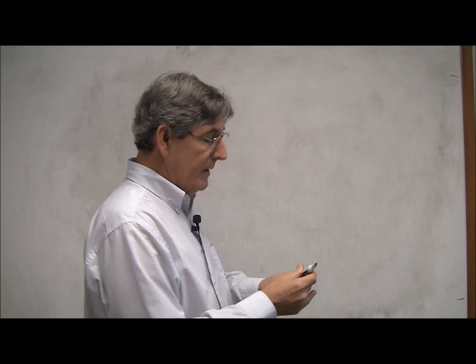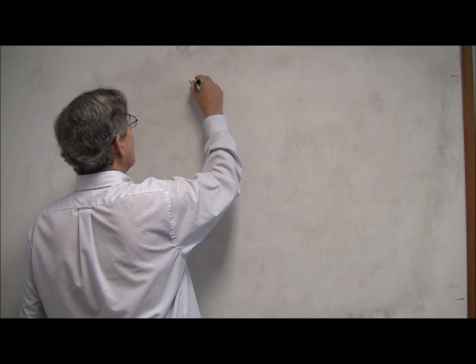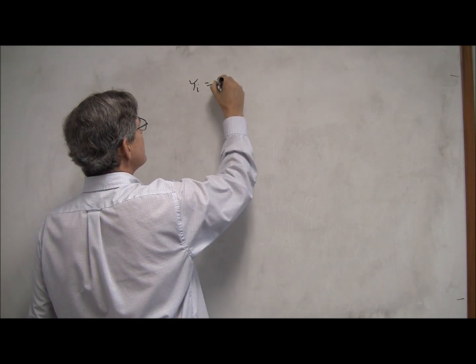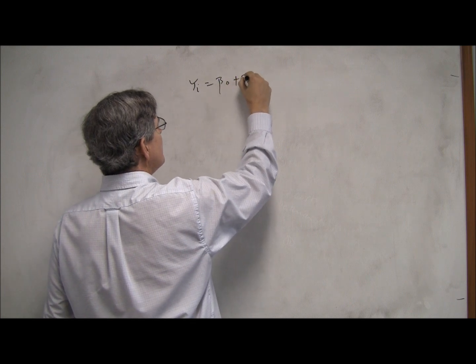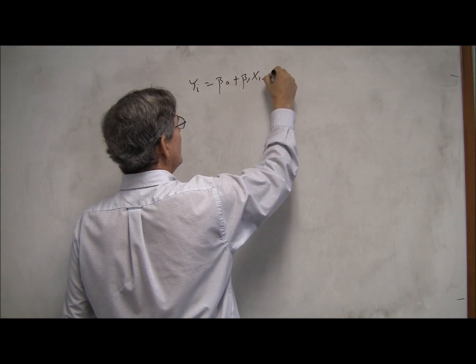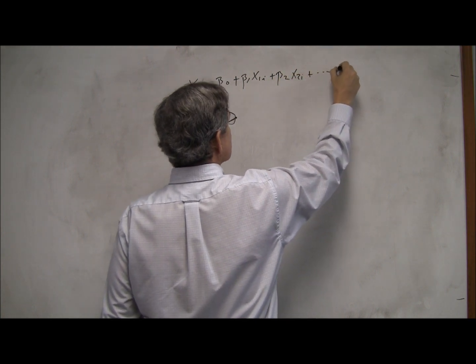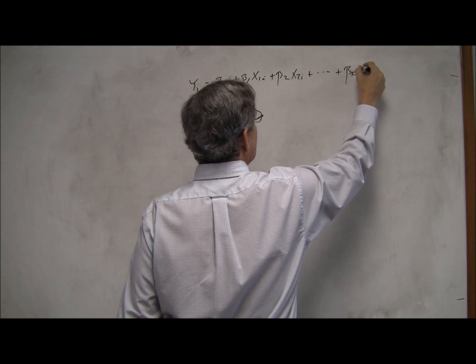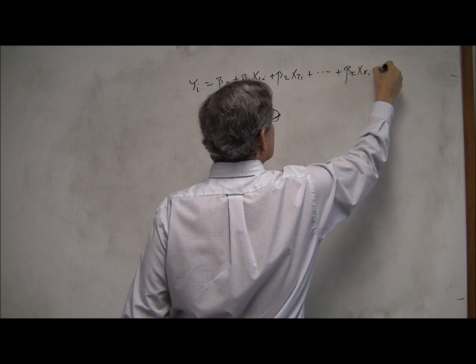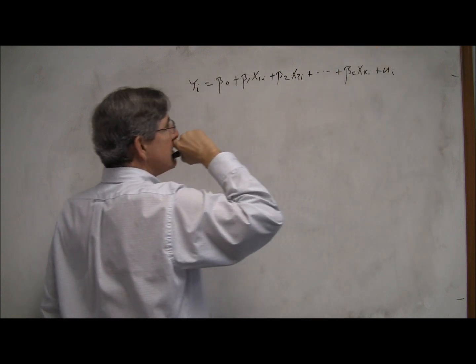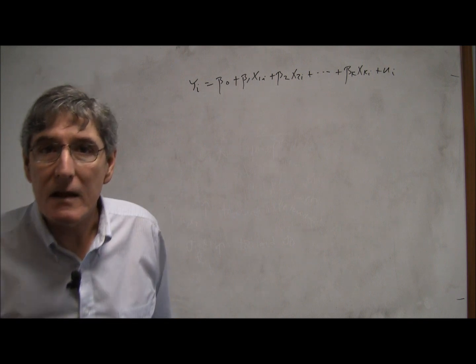And remember, the model we have is y_i is beta 0 plus beta 1 x1i plus beta 2 x2i plus all the way out to beta k xki plus u_i. So we have some model in mind that looks like that.